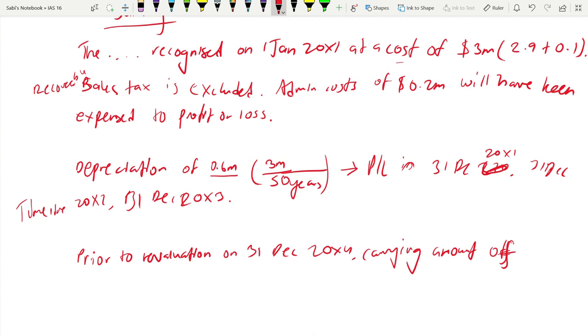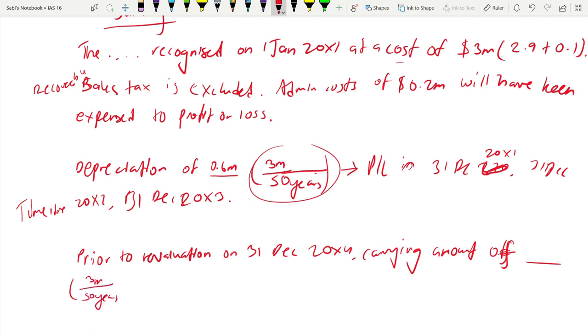So carrying amount of how much, fill in the blanks, show it in bracket. Understand this. It is the same depreciation. You can bring it here. 3 million divided by 50 years.